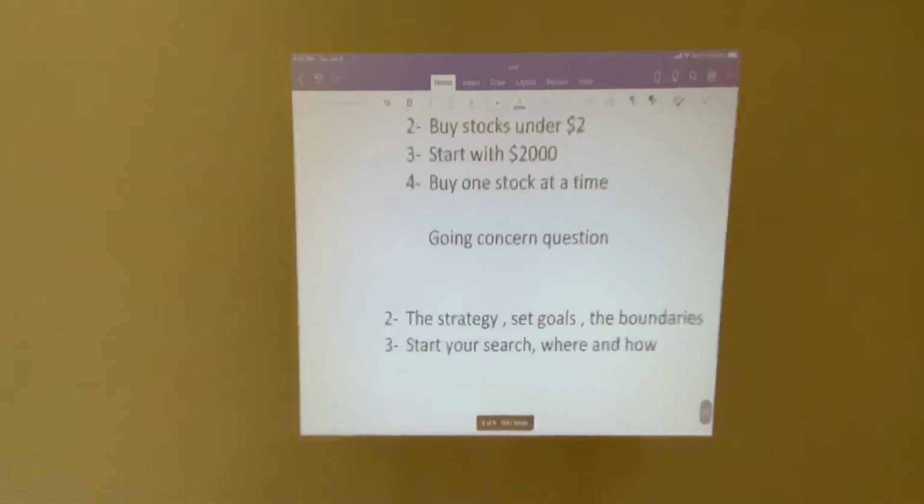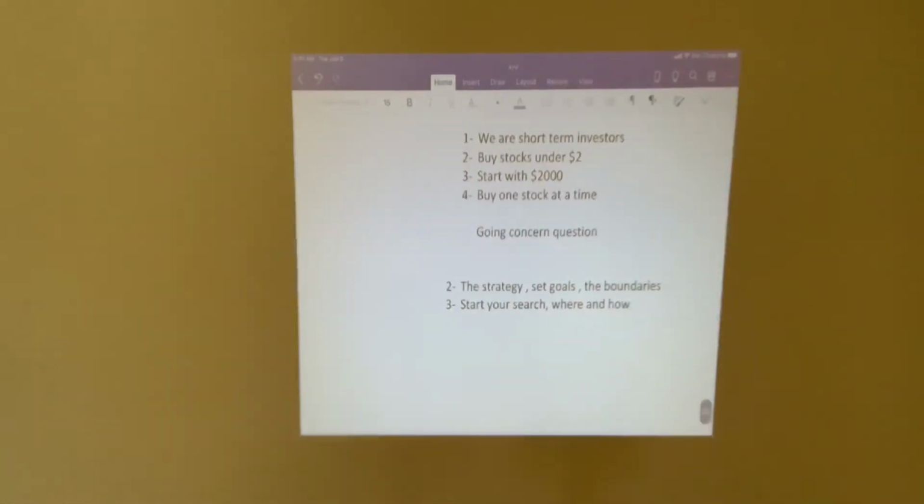The going concern question normally is meant to say that this stock is going to be in business for a long time. But for us as short-term investors, it's enough for it to be there until I make my profit. Then I don't care what will happen to it after that.